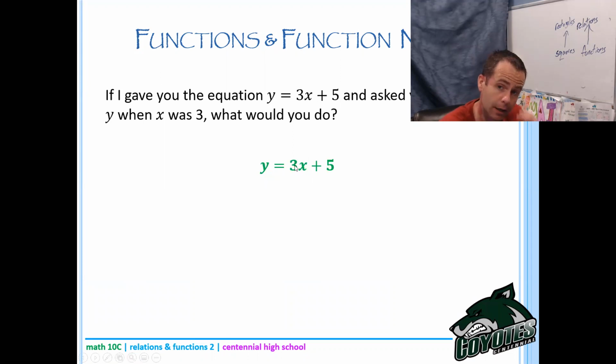So let's try that. I'm going to substitute in 3 for x, so it's going to look like this. Wherever I saw an x, I substitute the 3 in there. So I have 3 times 3 plus 5, and that gives me 14. 3 times 3 is 9, and then 9 plus 5 is 14. Now, what does this tell me?